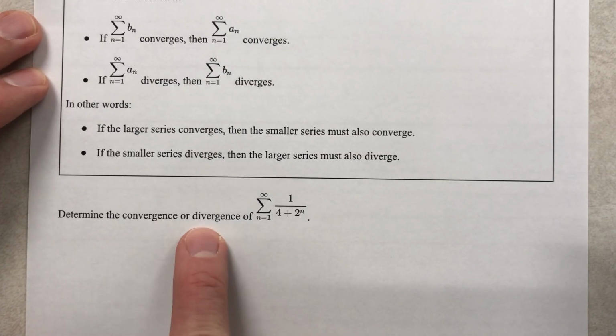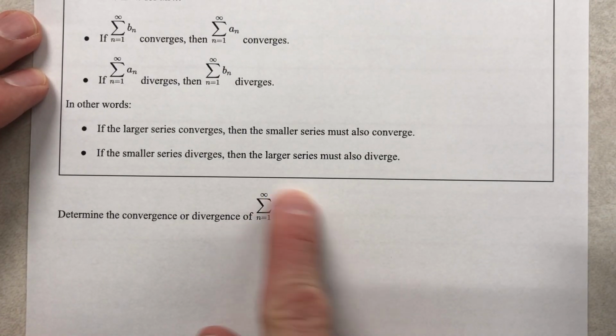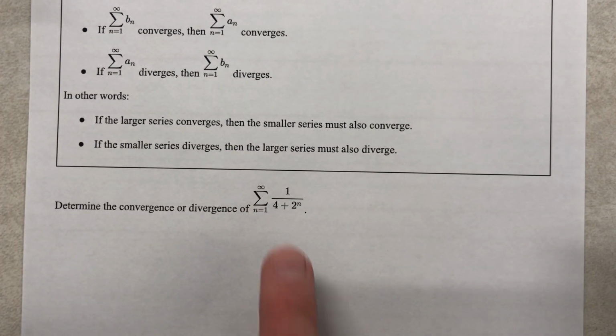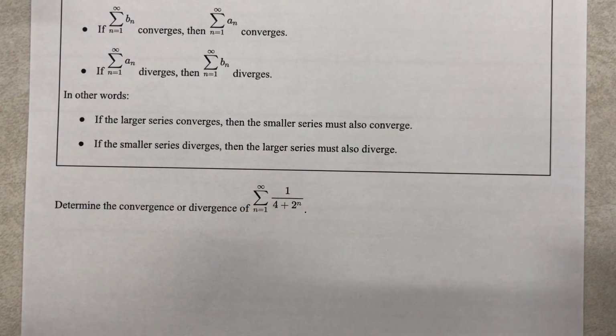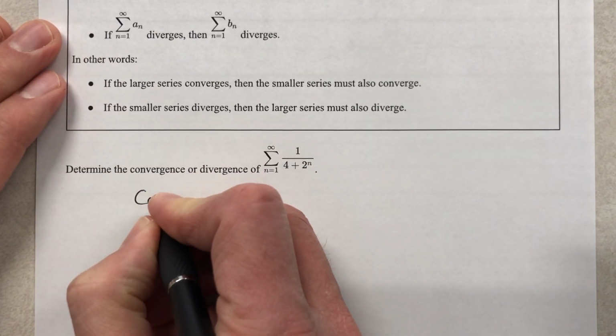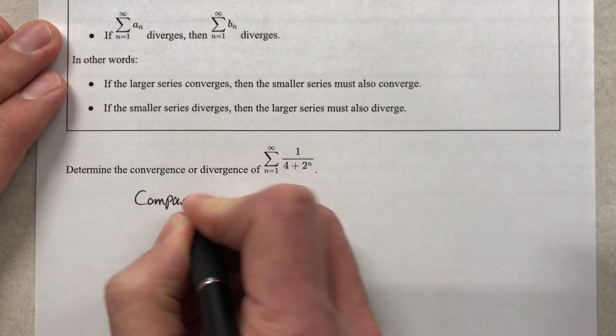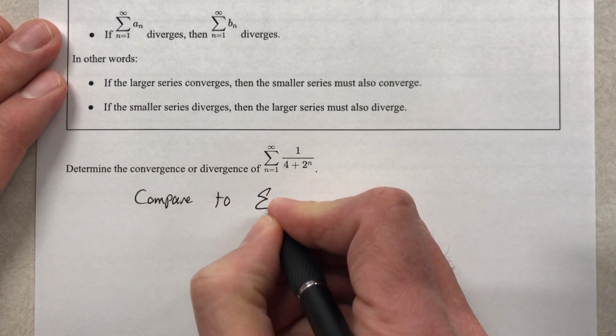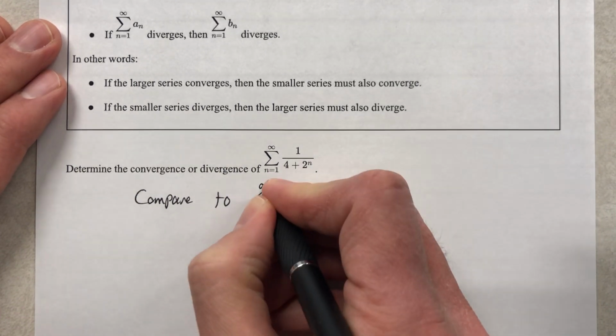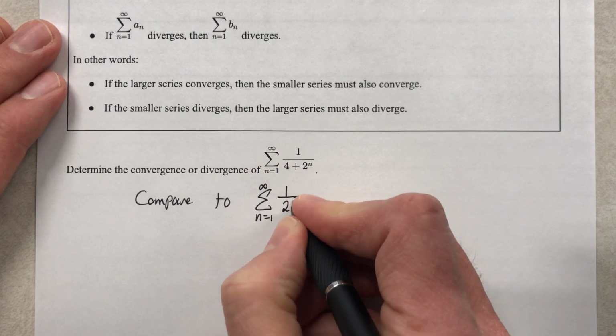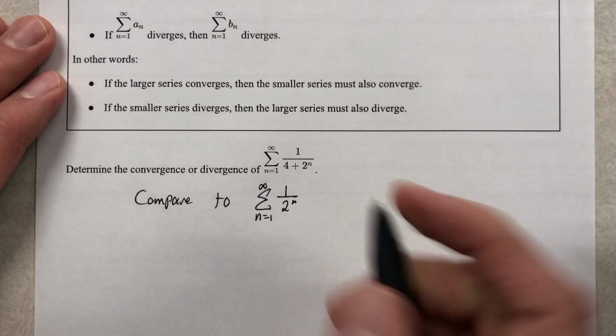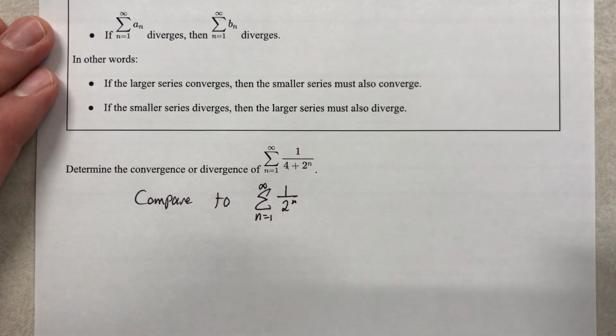Determine the convergence or divergence of this little guy right here. So this little guy right here looks a lot like this. And I'm going to write this one out kind of in sentence form. We're going to compare to the sum from 1 to infinity of 1 over 2 to the n. Okay, they look a lot alike. We're just adding a 4 in the denominator of the one that they gave us, right?